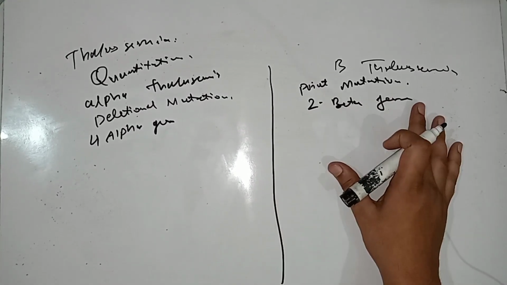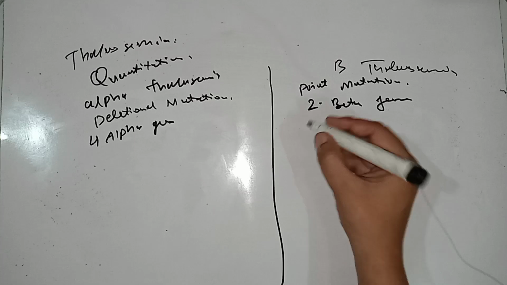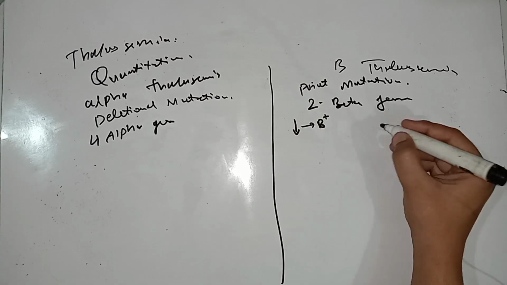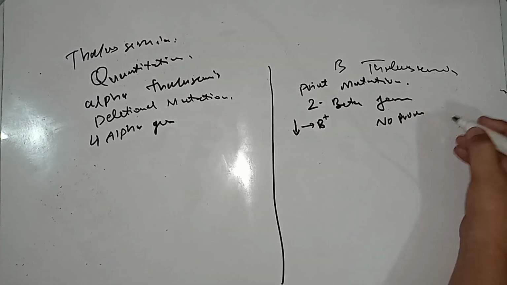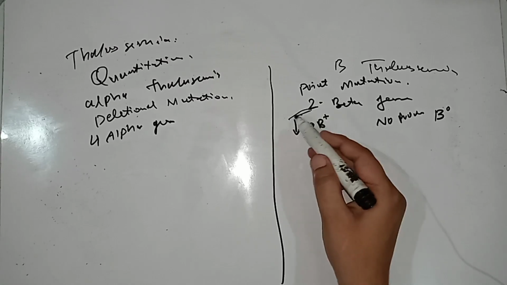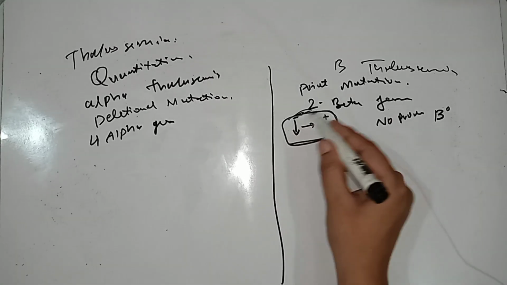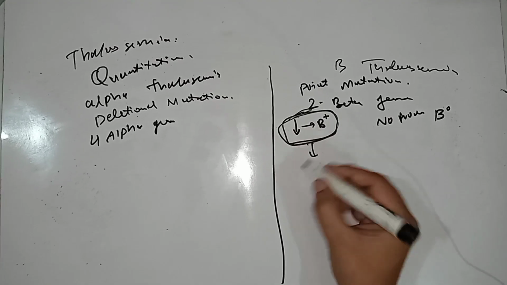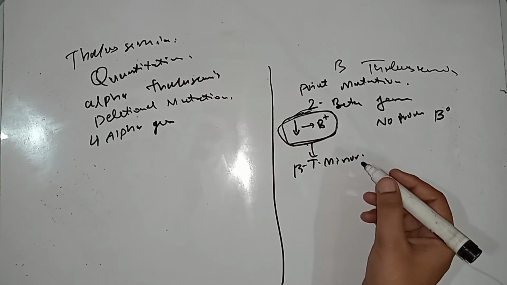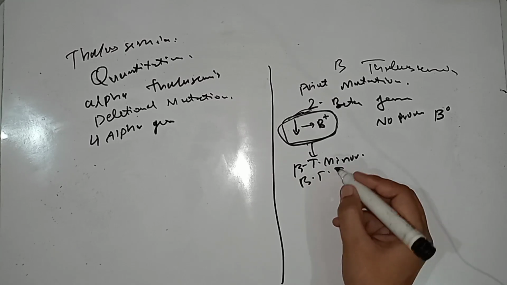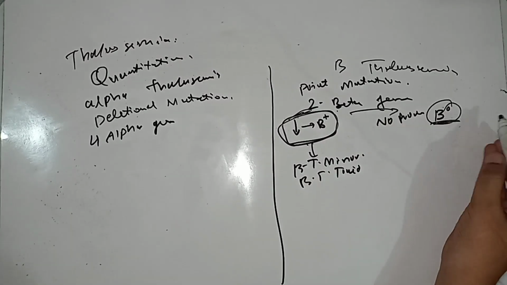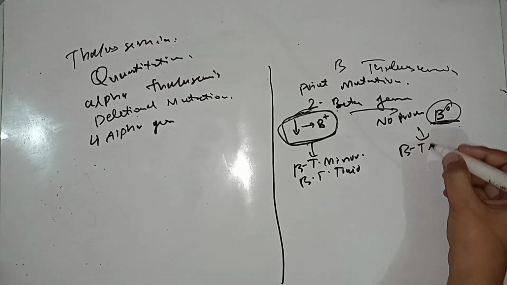The beta chain production can range from either decreased production of beta chains, which is represented by beta plus, or no production of beta chain, which is represented by beta naught. If one gene is defective, then there is decreased production of beta globin chain, and this condition is called beta thalassemia minor, or beta thalassemia trait. However, if both genes are defective, then there is no production of beta globin, and this is called beta thalassemia major.